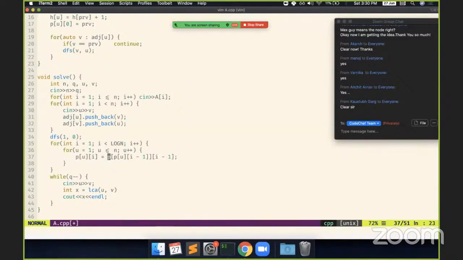Okay, can I move forward? I can't see any S's. If it's clear, then I can move back. I can start coding ahead.